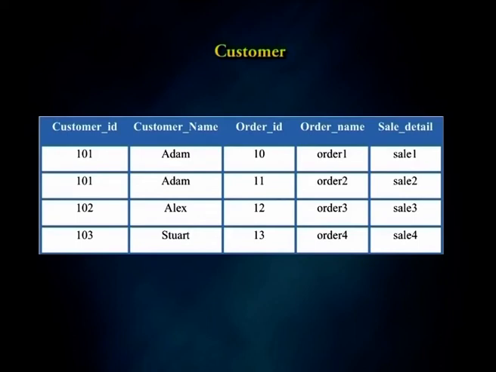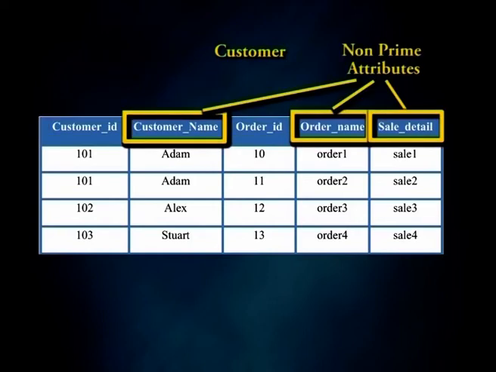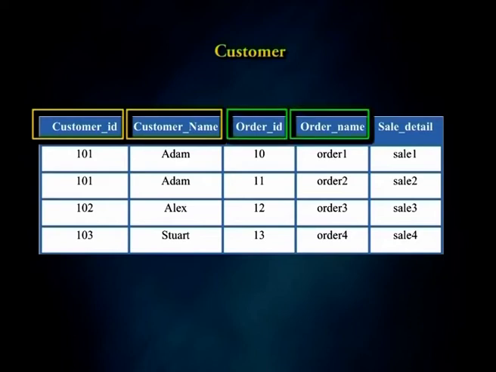Consider another example with the relation customer. Here the combination of customer ID and order ID is the primary key, and customer name, order name and sale detail are the non-prime attributes. This table is in first normal form, but not in second normal form because there exists partial dependency. Customer name is only dependent on customer ID. So, this is a partial dependency over here. Order name is dependent on order ID, again a partial dependency, and moreover there is no link between sale detail and customer name.